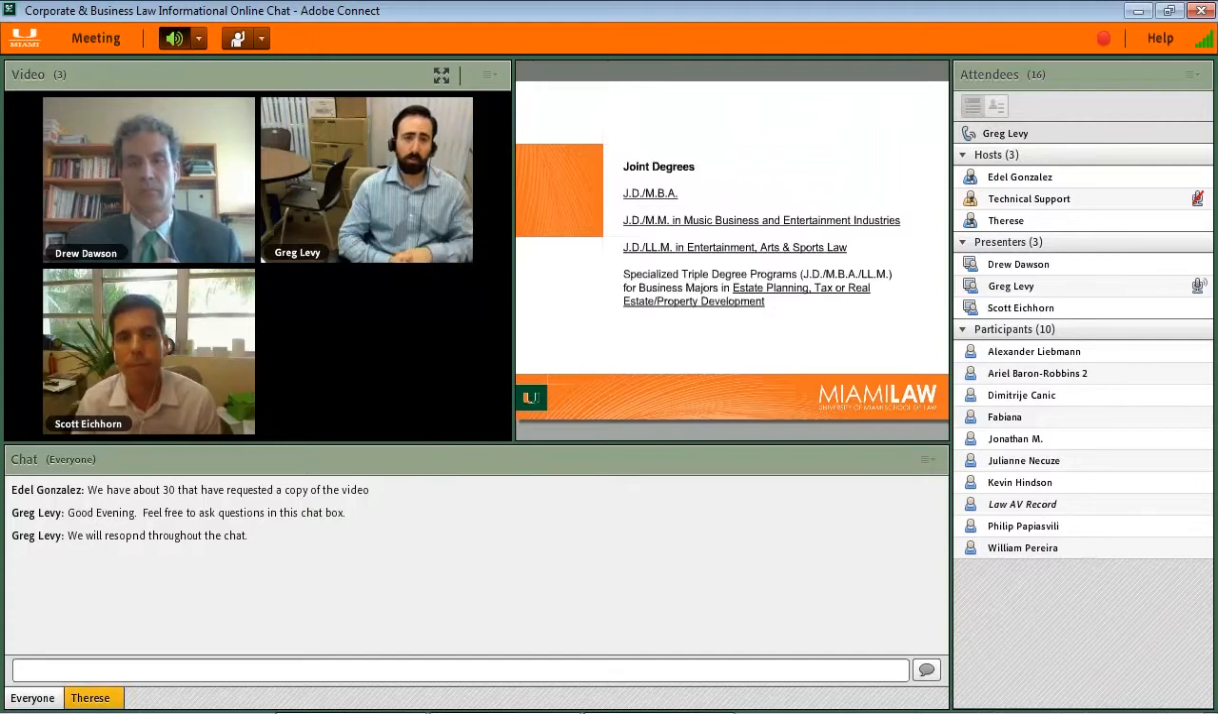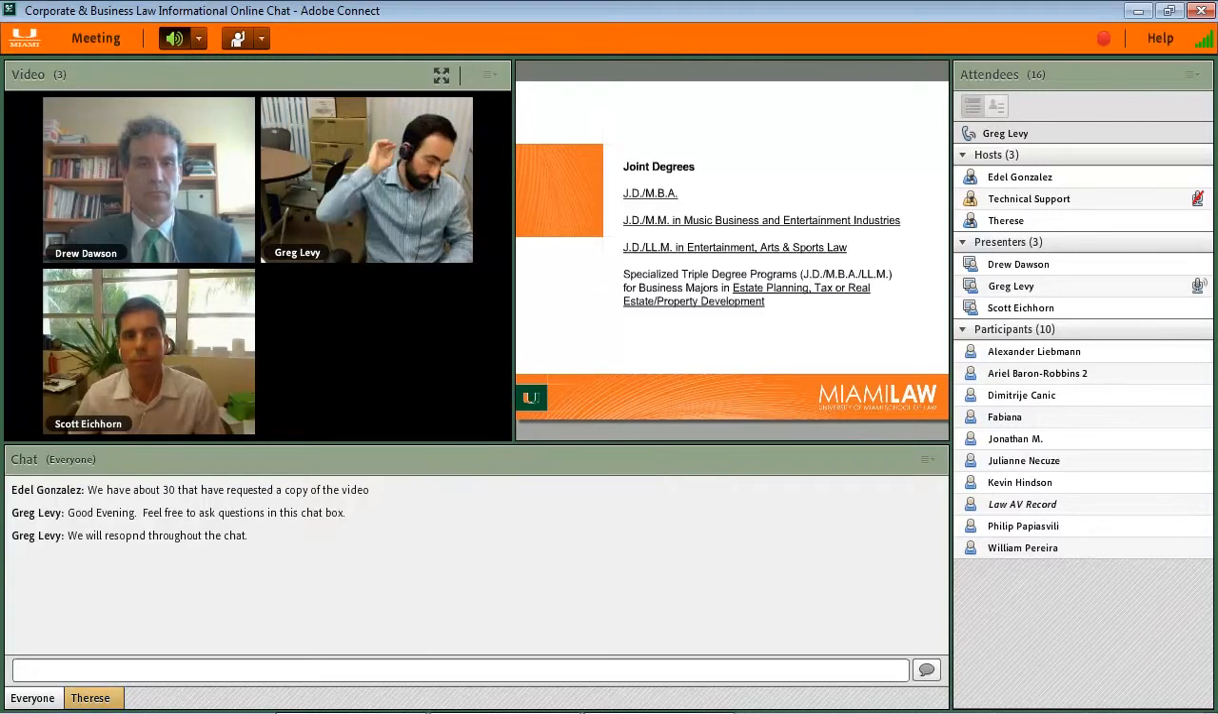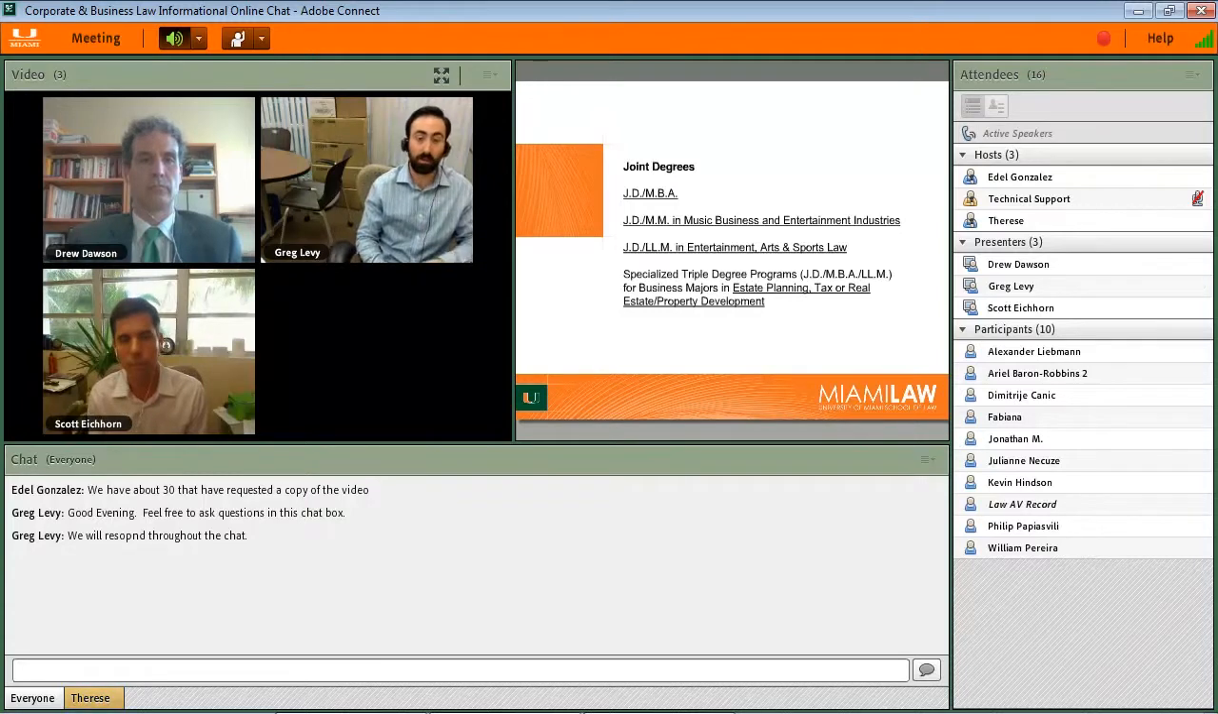So also at Miami, we wanted to make you aware, there are three joint degrees and a triple degree opportunity at Miami Law School for students who may be interested in the business aspect of other industries. So first is the more traditional JD/MBA, which will be your MBA degree with your JD. Most students will traditionally complete that in four years. The JDMM is a JD and a Master's in Music Business and Entertainment Industries, and that's offered through the School of Music for folks who are maybe interested in pursuing the business side of the music and entertainment industries.